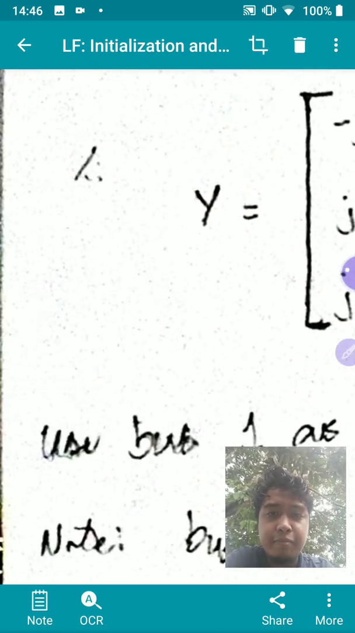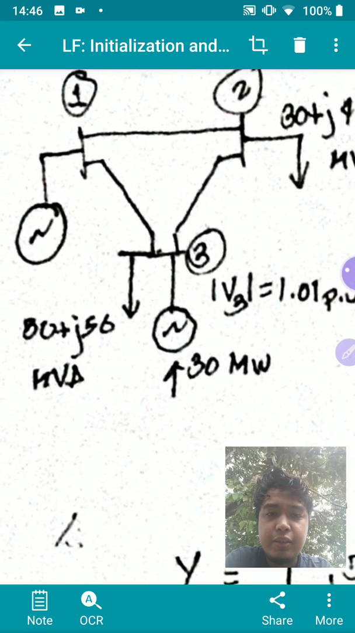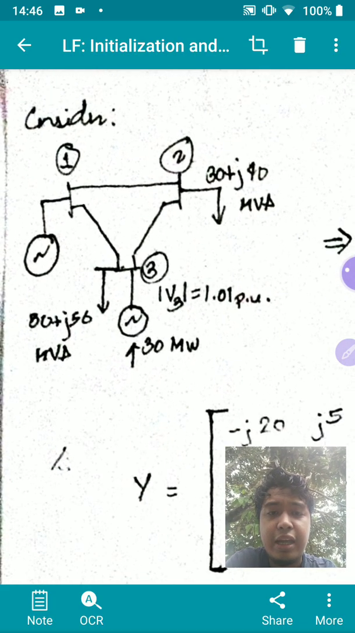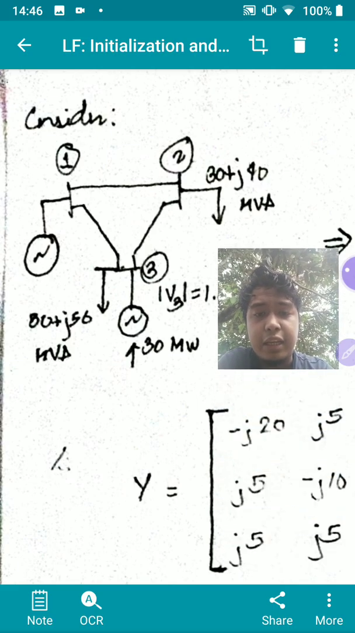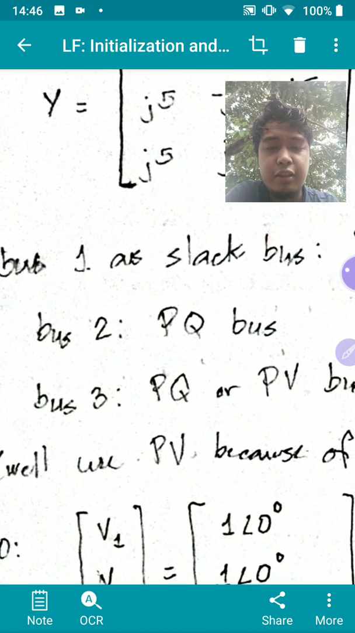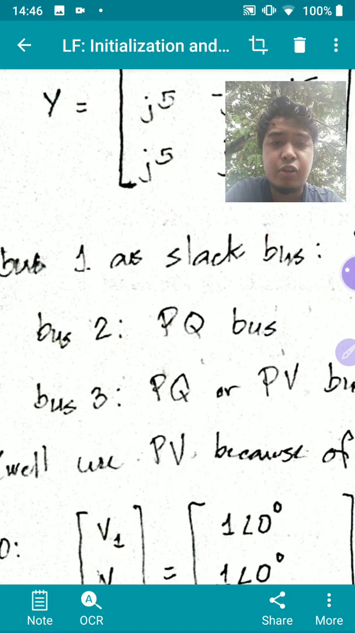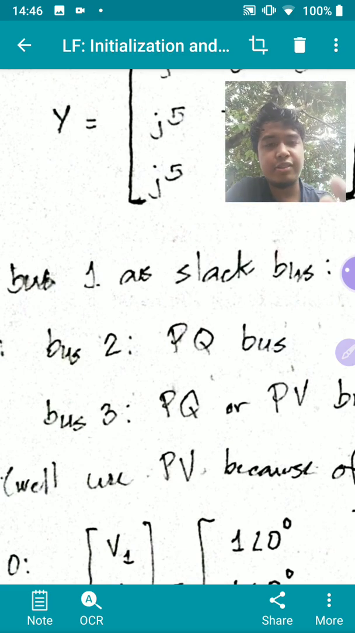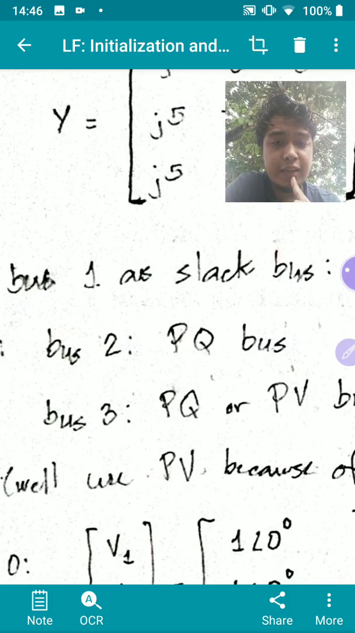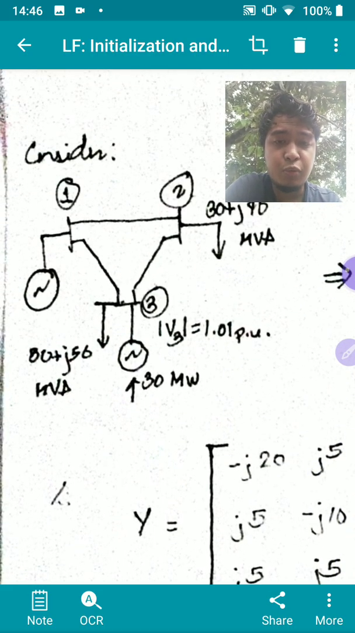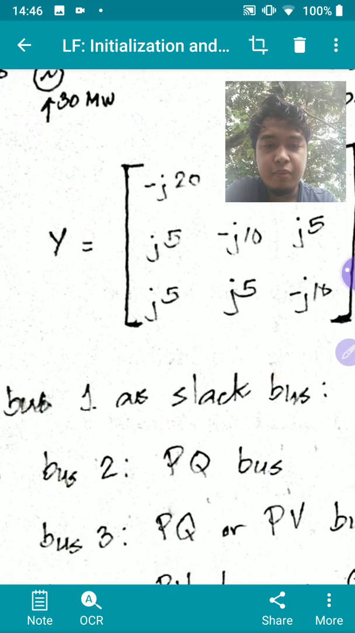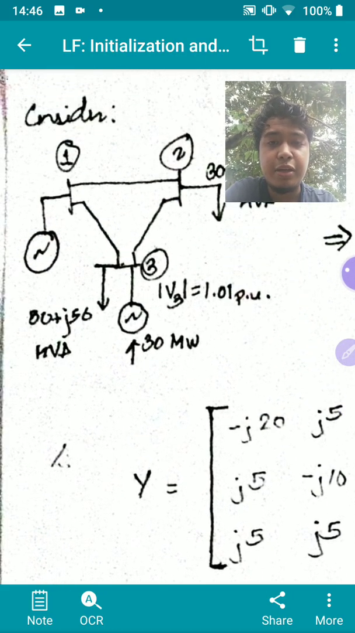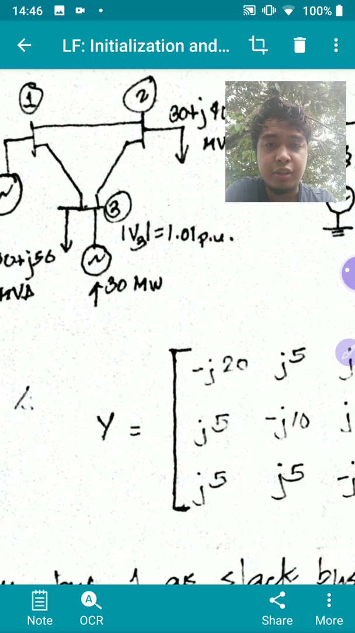Now bus 3 has a load of 50 + j50 MVA and a generator that produces 30 megawatts. So I have two options. I can treat bus 3 as a PQ bus or as a PV bus. So what's the difference? If I treat bus 3 as a PQ bus, then I'll be forcing the network to have a certain P and a certain Q. So that makes my voltage magnitude and voltage angle variables on that bus.